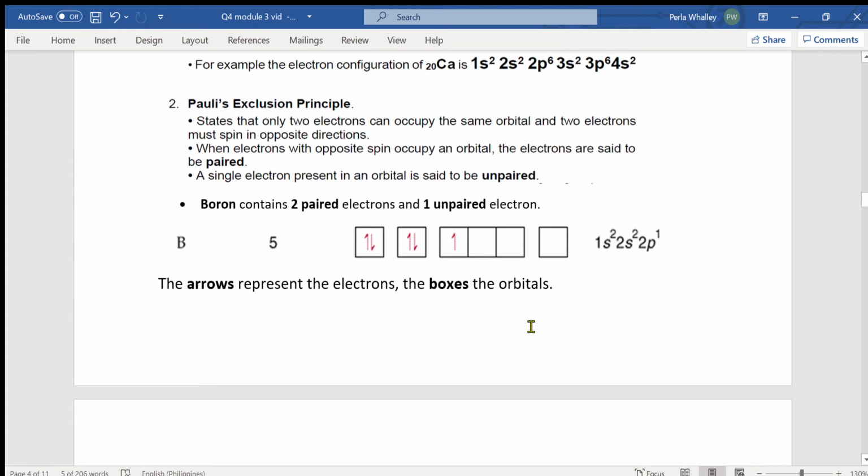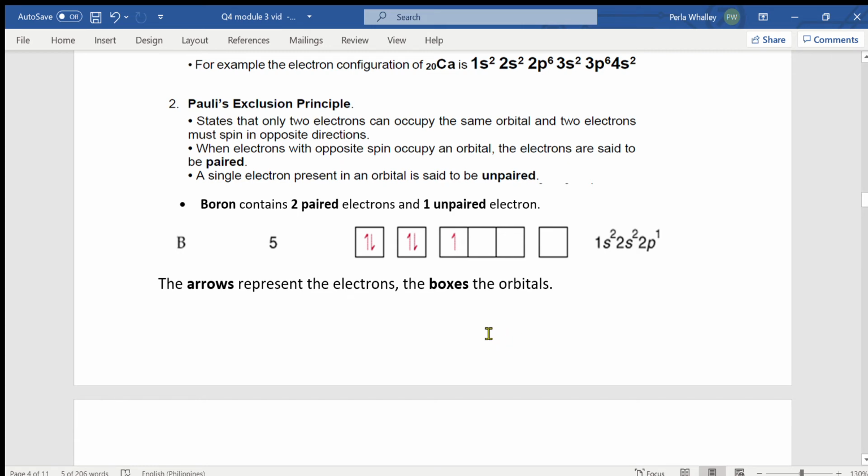It states that only two electrons can occupy the same orbital and the two electrons must spin in opposite directions. When electrons with opposite spin occupy an orbital, the electrons are said to be paired. A single electron present in an orbital is said to be unpaired.